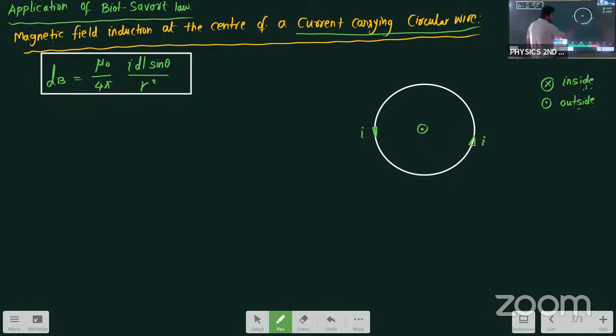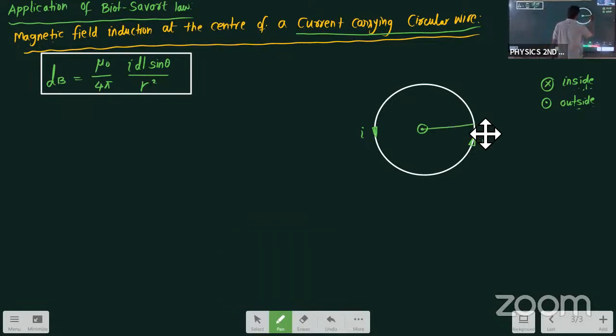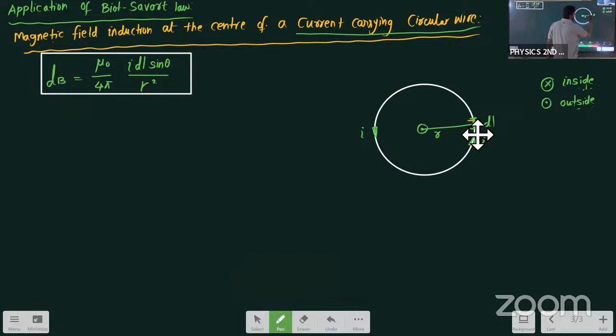wire, due to a small length element dl. I am considering a small length element dl here. And this is the position vector r. Now what is the angle between position vector r and dl? The angle between them is 90 degrees.